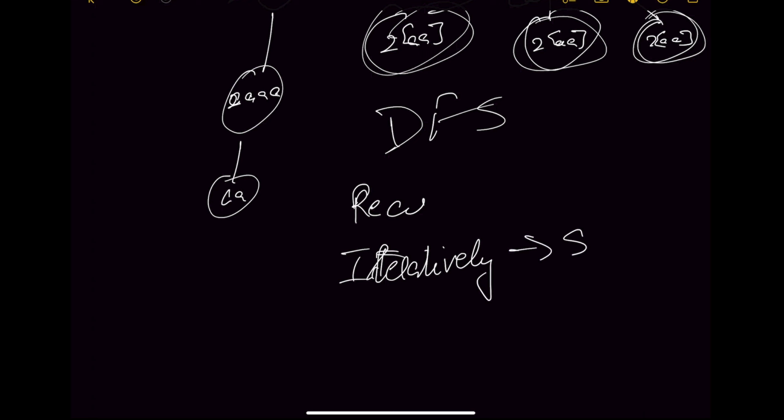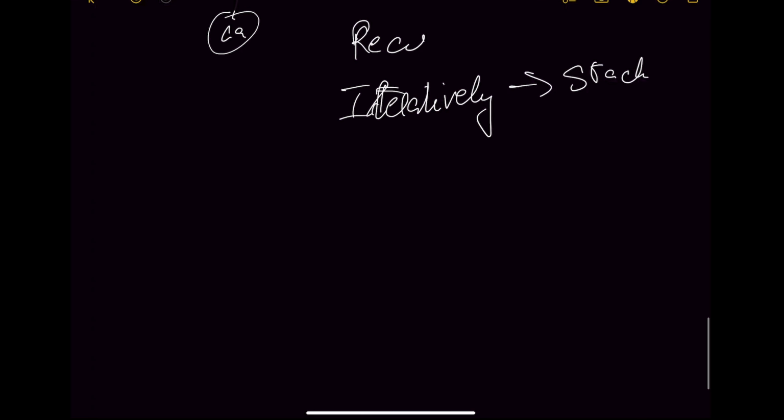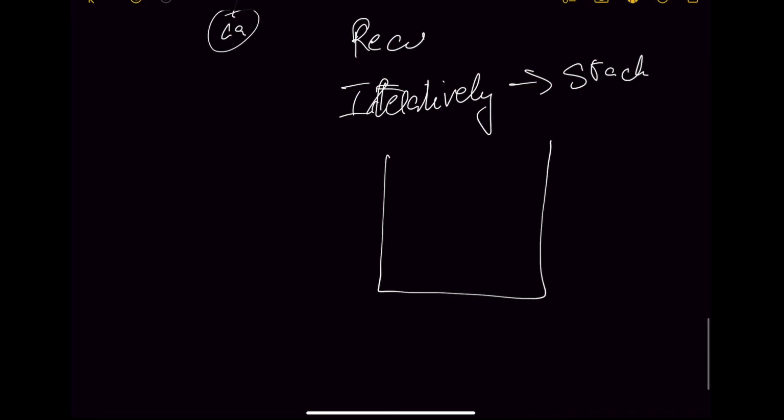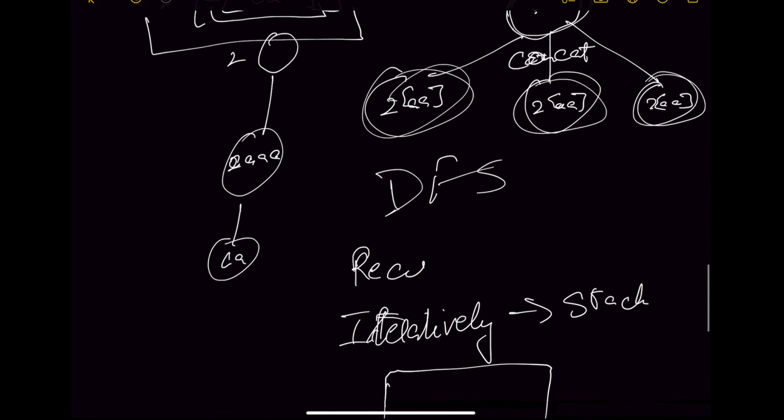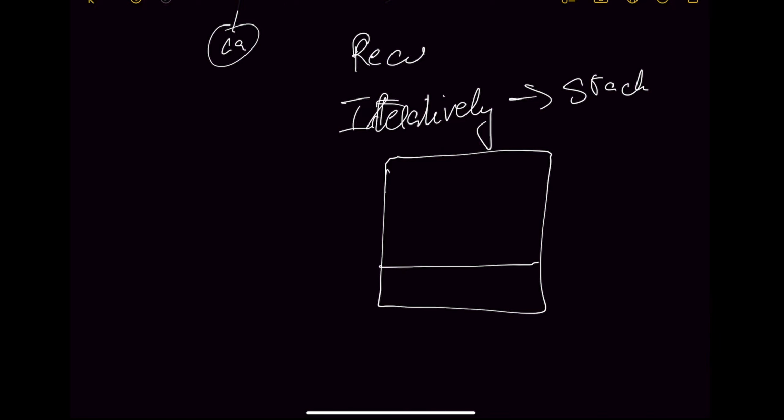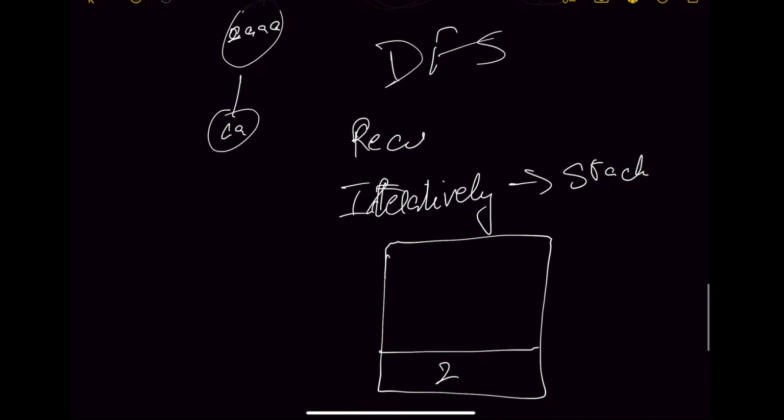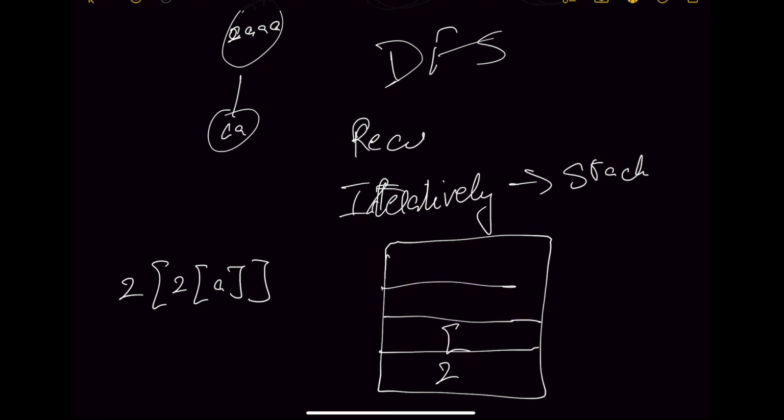We can do it either recursively, or we can do it iteratively using a stack. We would have a stack, and then we can start populating each string. So if you have something like 2[2[A]], we would push in 2, then push in the bracket, again 2, push in the bracket, again A, and then we wait for the closing bracket.